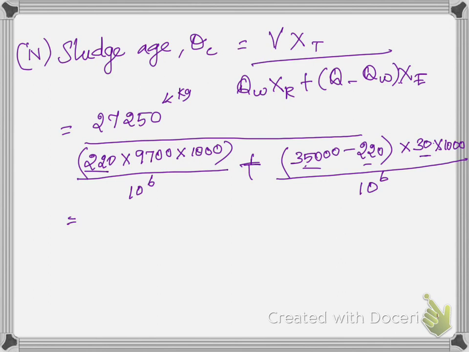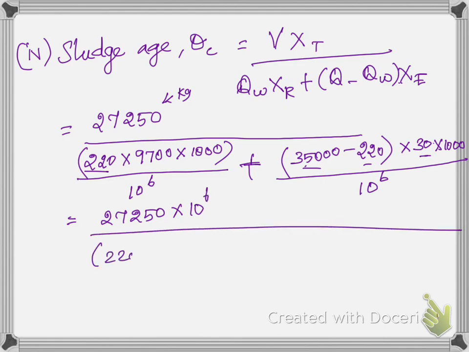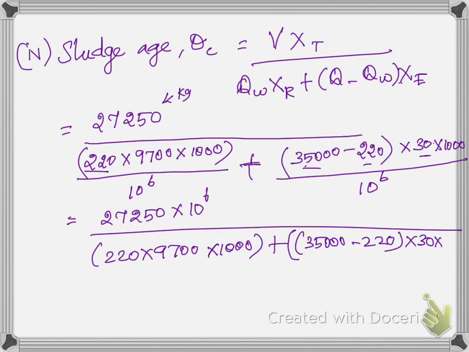So this 10 power 6 I can take into the numerator: 27250 into 10 power 6 divided by 220 into 9700 into 1000 plus (35,000 minus 220) into 30 into 1000. If you do this, I will get the answer of 8.58 days. So my theta C value is 8.58 days. So this is the answer.